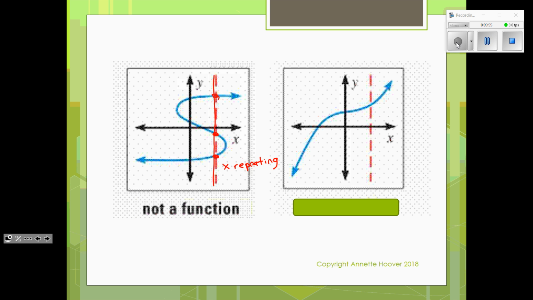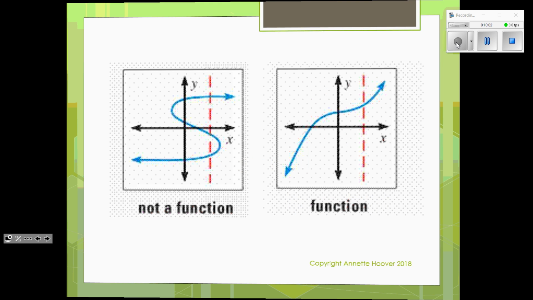The next example, there is no place that I could draw a vertical line where it would touch more than once. The x does not repeat, so it is a function.